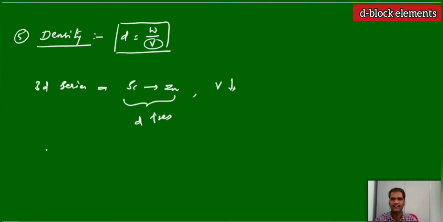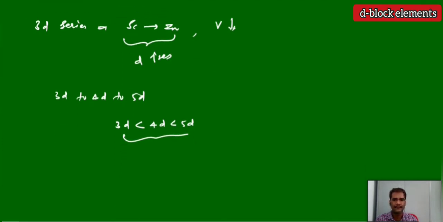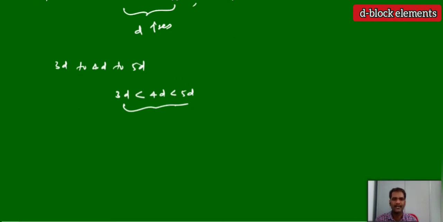Similarly, if you see 3D, 4D, 5D, going from 3D to 4D and 4D to 5D, top to bottom, due to the lanthanide contraction the size decreases. But the atomic weight increases, and the volume, the size, decreases. Ultimately, density should increase. So 3D elements have lower density than 4D, then 5D series elements. And these are the density values in the 3D, 4D, 5D series. Almost all 5D series elements have higher density.